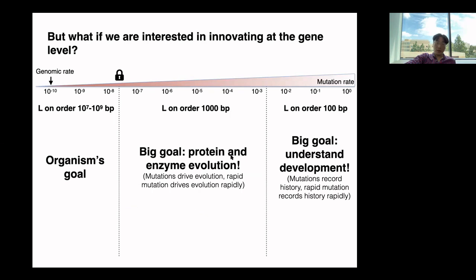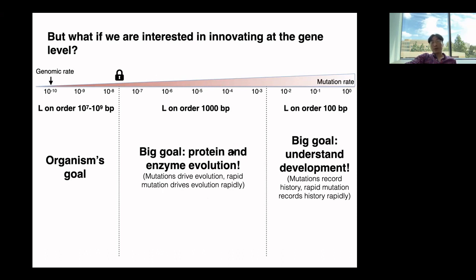So we have a big goal in the lab, of course, to do protein and enzyme evolution. But if mutation rates for organisms are locked in this low mutation rate regime, then we won't be able to sample enough diversity at the level of an individual protein in a natural organism.